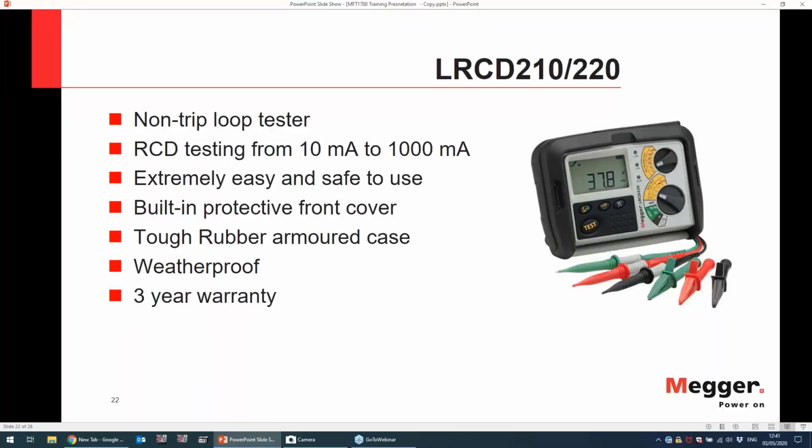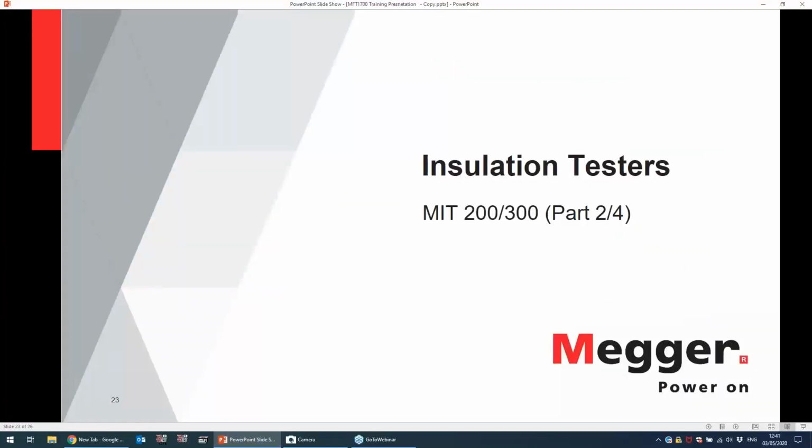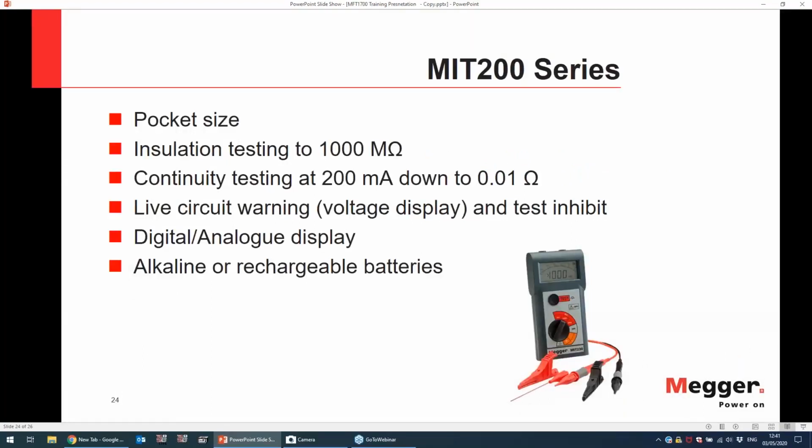The last thing we have is insulation testers, or insulation resistance testers, which these two series are specified for this application. We have the MIT 200 series, which is a very small pocket size device that conducts insulation resistance up to 1000 megaohm, or 1 gigaohm, of resistance. It also has a continuity tester where you can do a continuity test, null the lead, and do a bonding test with this device as well.